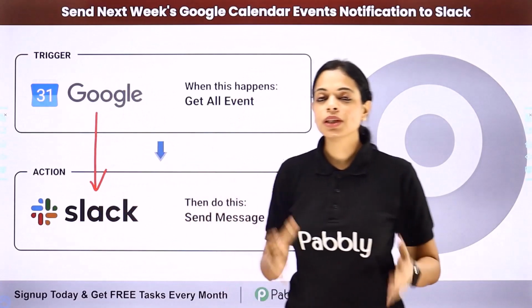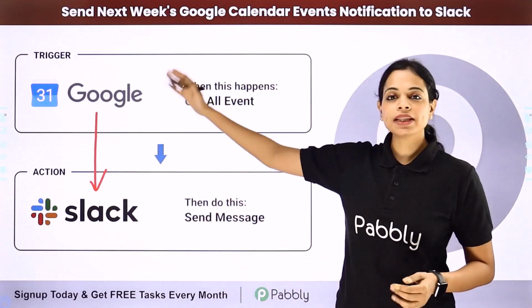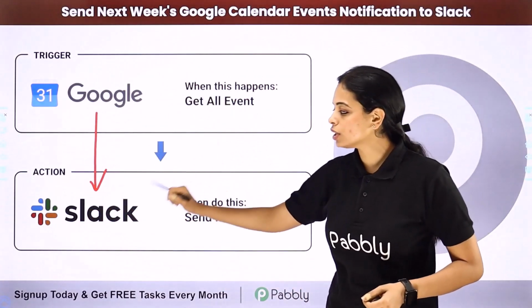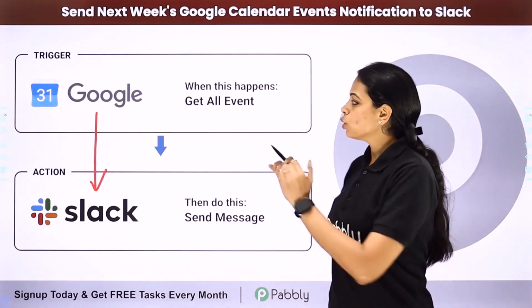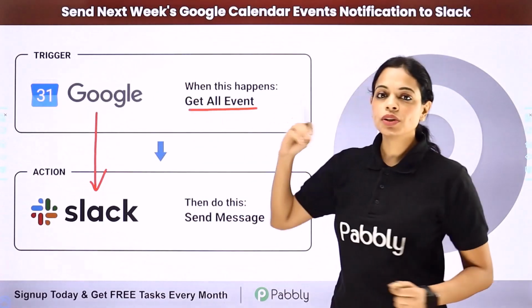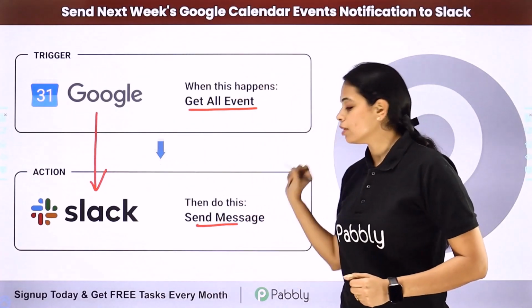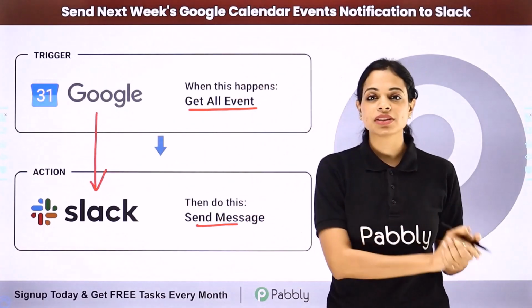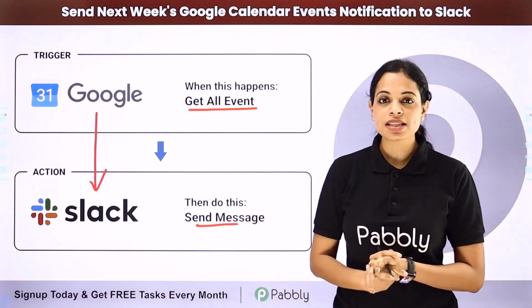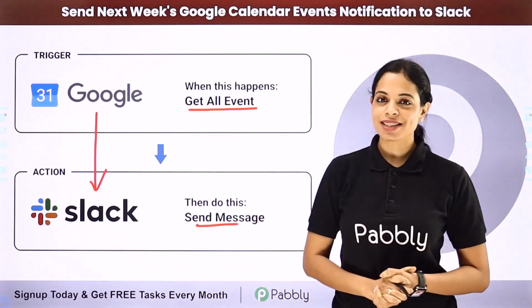For this, I'm using Pabbly Connect software, where our trigger application would be Google Calendar and our action application would be Slack. So the moment you know that there is a particular event scheduled for the next week, automatically your team would receive a message. Now, how can you do this yourself? Integrate and automate this entire process. To understand that, let me take you to my screen.